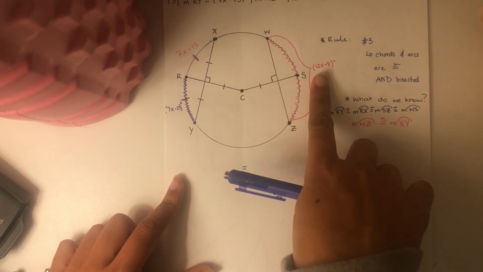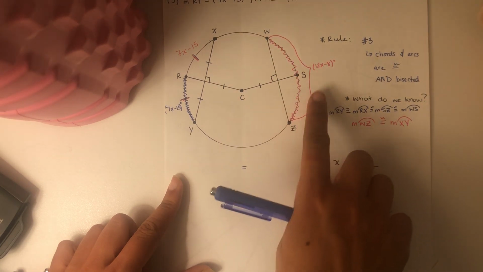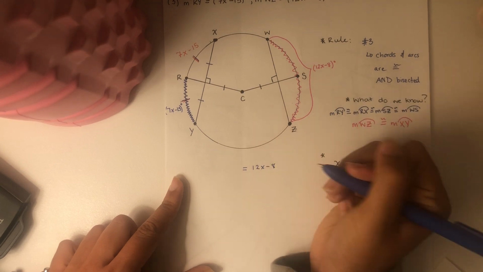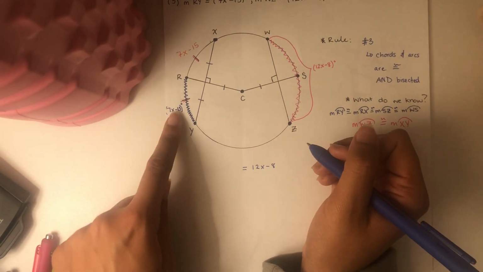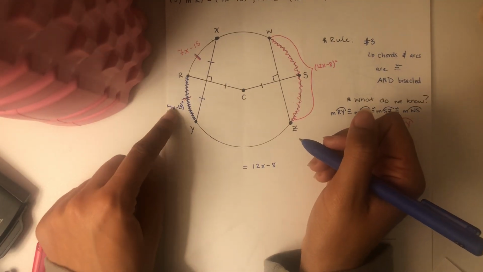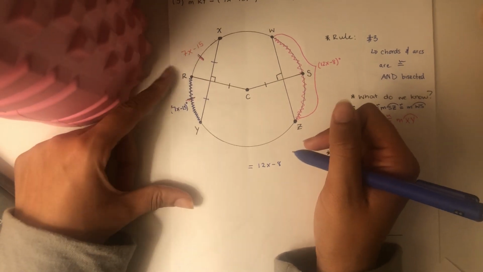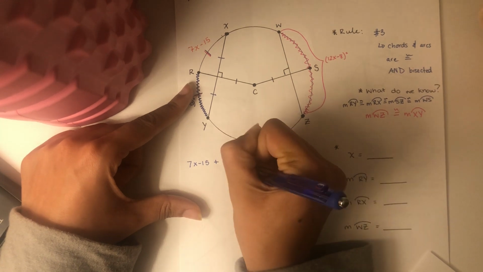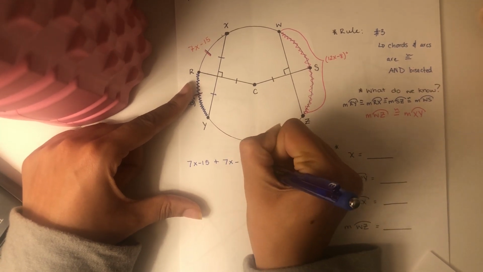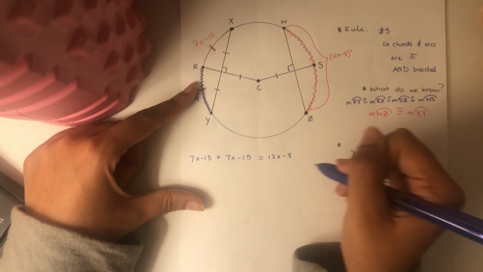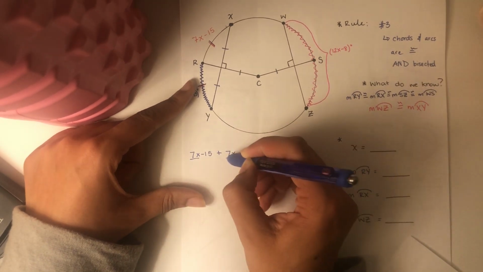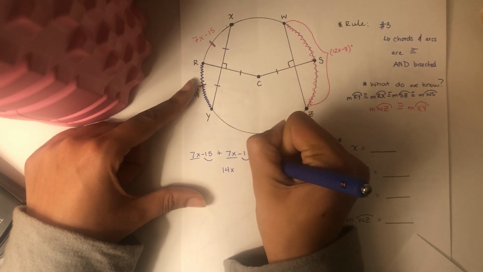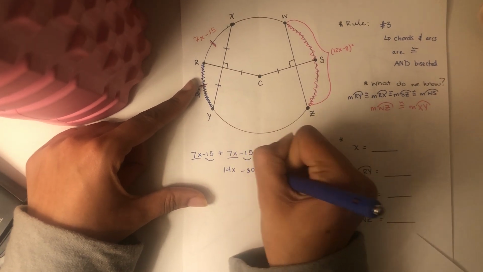The right side is easy. What do I have over here? This whole thing was 12x minus 8. But over here, I don't just have a 7x minus 15. I have it twice. I have a 7x minus 15 and another 7x minus 15. All right, let's start off by combining like terms. 7x plus 7x is 14x. Minus 15 minus another 15 is minus 30.